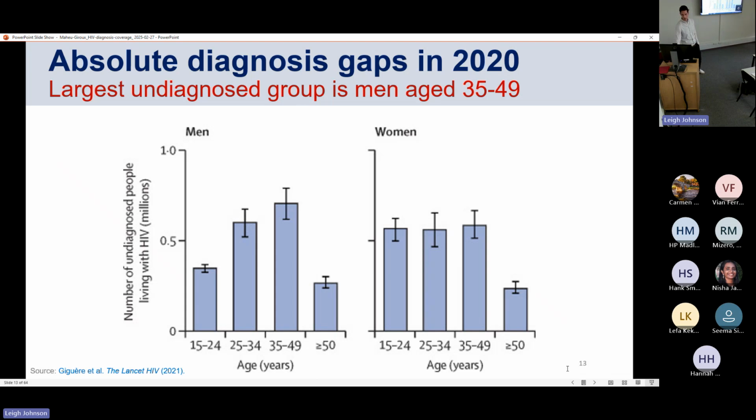And so these were kind of relative gaps, but we can also look at absolute gaps in testing coverage. And the interesting finding is that even if women in general have higher HIV prevalence as compared to men, the largest group of undiagnosed, with almost 750,000 people, were men aged 35 to 49. So even though they have much lower prevalence, because they are much less likely to be diagnosed, they are the group that in absolute number has the most undiagnosed people living with HIV.